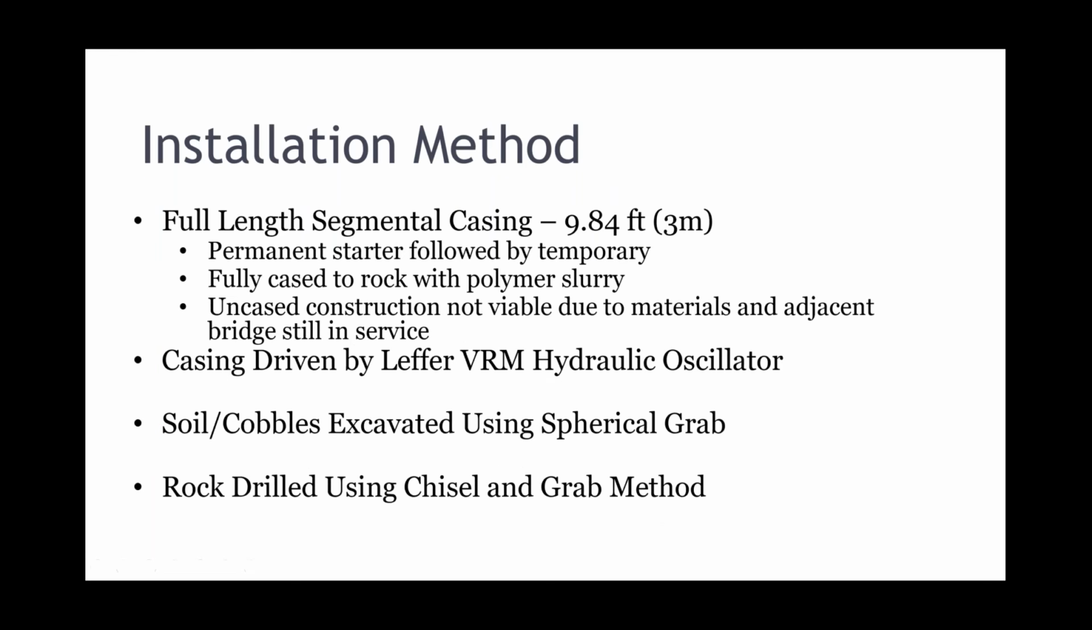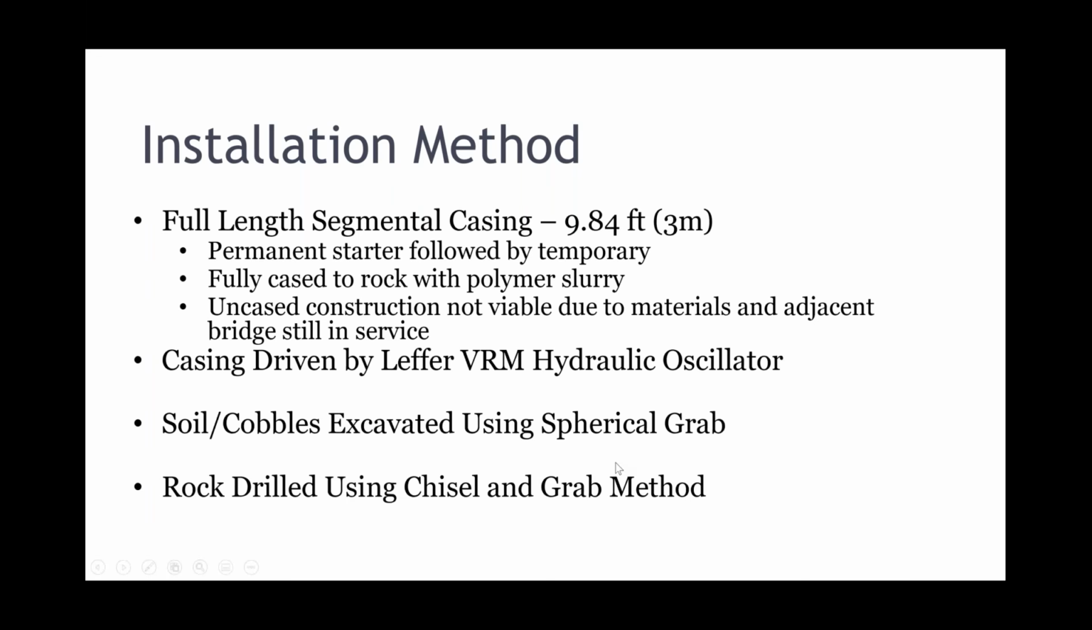Installation method, we were using full length segmental casing with an oscillator. Most of it was temporary, but the first starter piece was a permanent case. So as we oscillated back out, we left that last piece of casing in the ground. That was effectively our form from the mud line up through the water when we placed the concrete. Polymer slurry was used, although it wasn't necessary for hole support. That's what the temporary casing was for. And the rock socket had no problem staying open on its own. But the polymer can help when it comes to getting the segmental casing back out of the ground.